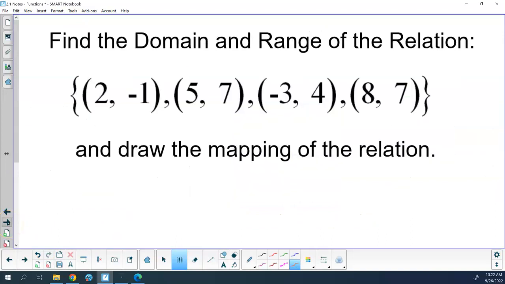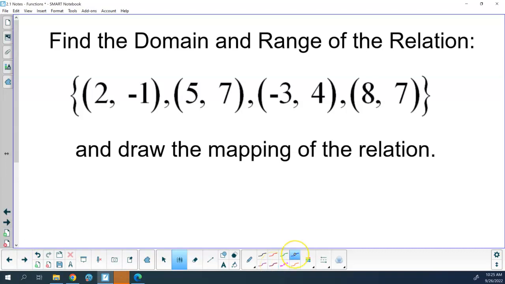Let's get into something. Okay? So here's a new relation. I want us to find the domain and the range of that relation, and then I would like us to draw a mapping of that relation. Okay? Give you a second here to write this down.